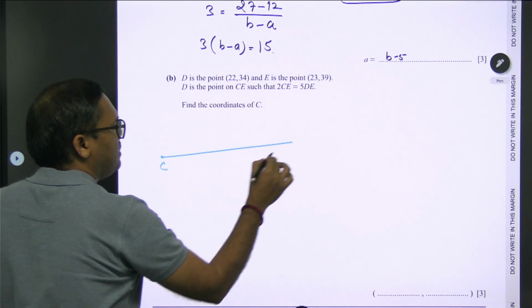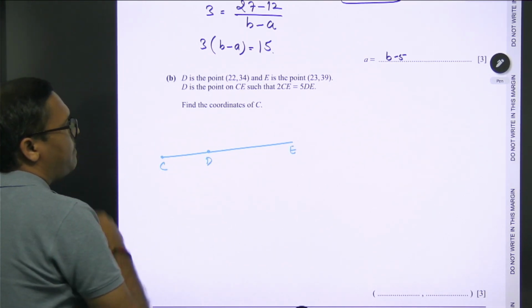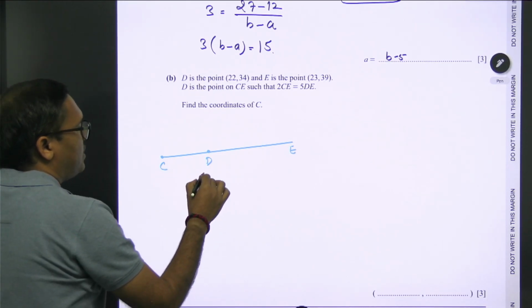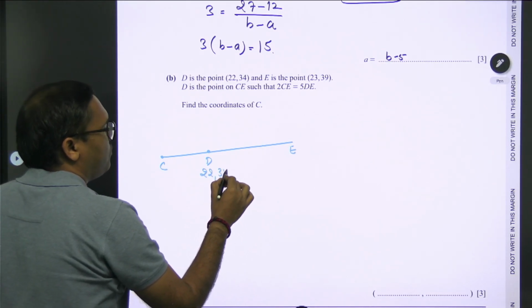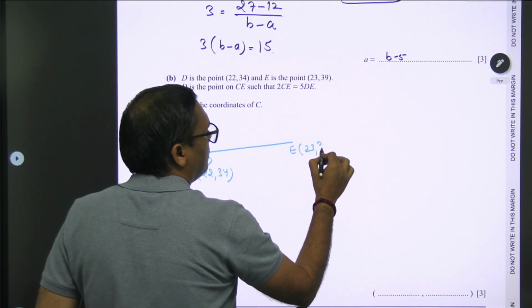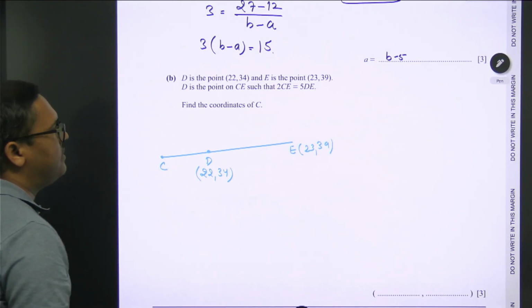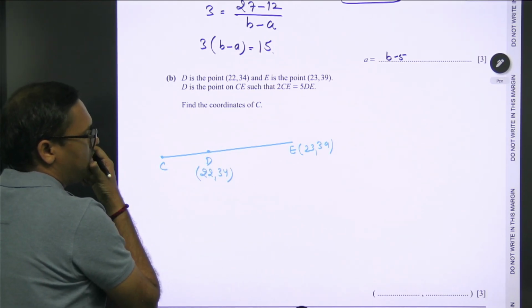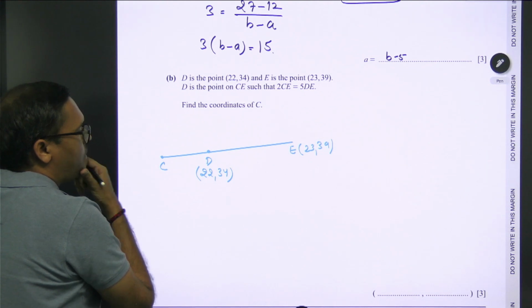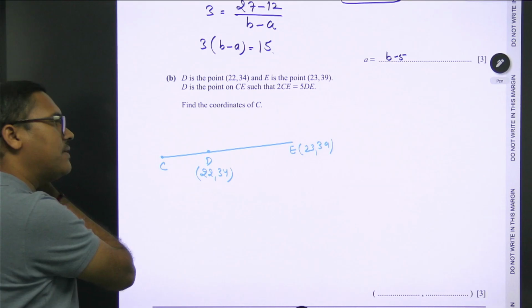So let's say this is C, this is E, let's say this is D. Okay. So D is the point 22 comma 34. E is the point 23 comma 39. Okay. D is the point on CE such that 2 times CE is equal to 5 times DE.